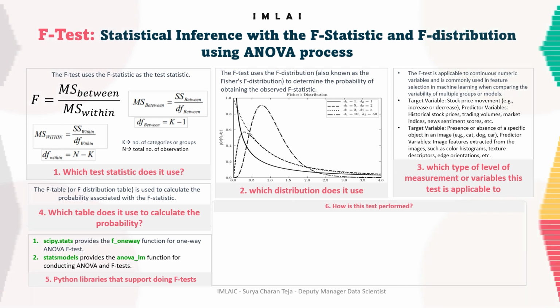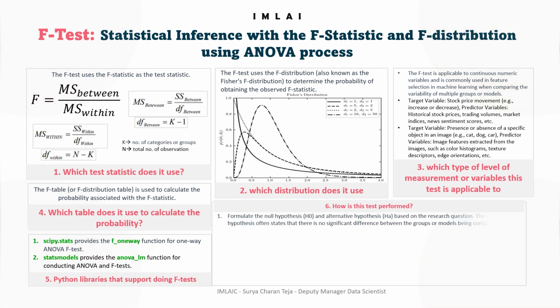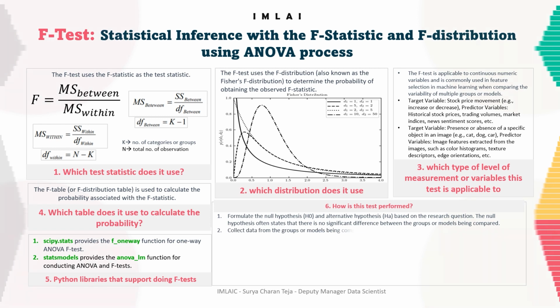The null hypothesis often states that there is no significant difference between groups or models being compared. Then step 2 is to collect the data from the groups or models being compared. And step 3, calculate the F statistic based on the variability between the groups, which we call explained variance, and within the groups, which we call unexplained variance.